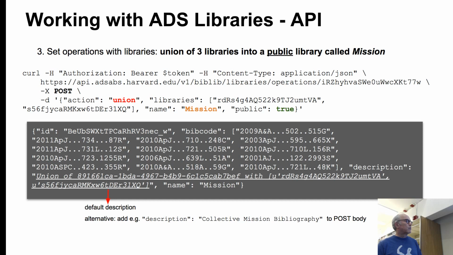And you can also add a description parameter. The example here shows what happens if you don't specify description. You get this big string saying basically what has been combined or what the action has done. But it probably makes more sense to give a human readable description. And that's what I wanted to tell you about libraries.